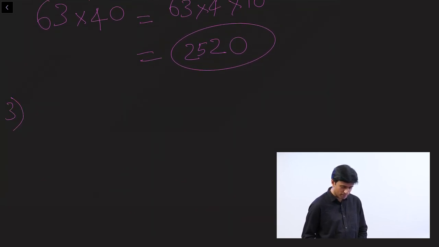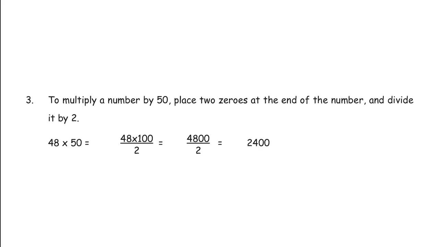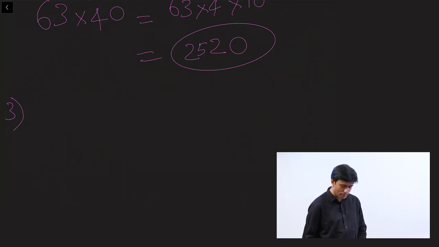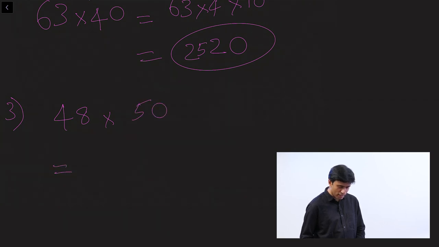Let's look at another shortcut. To multiply a number by 50, you have to place 2 zeros at the end of the number and divide it by 2. I'll give you an example. Let's say you have this multiplication to do, 48 into 50. All you have to do is place 2 zeros at the end of the number, that is 4800, and divide the number by 2. Look at that. 4800 by 2 is 2400. How easy is that?